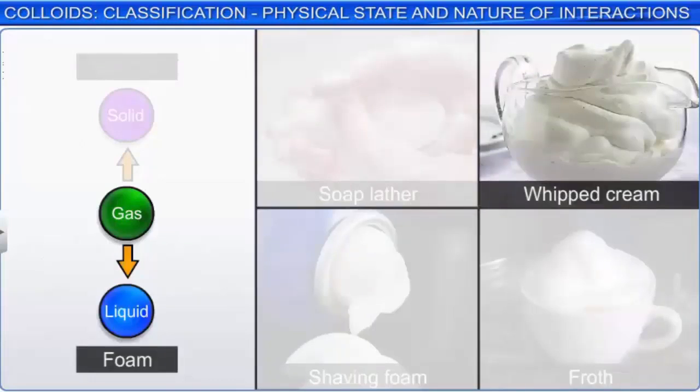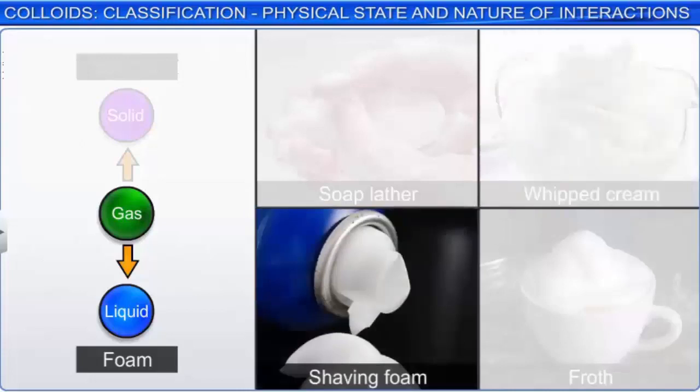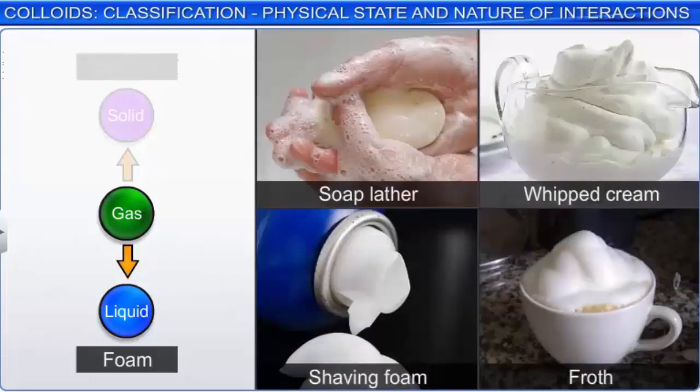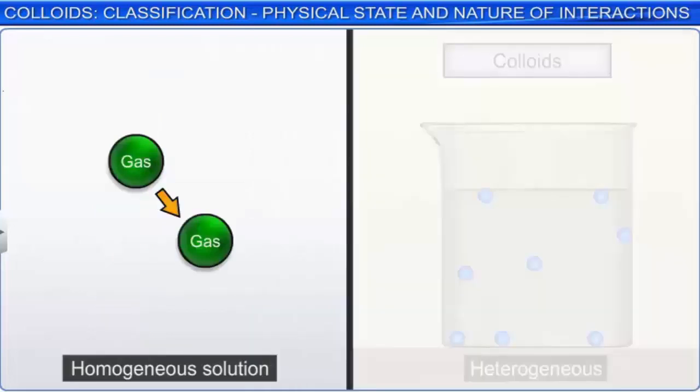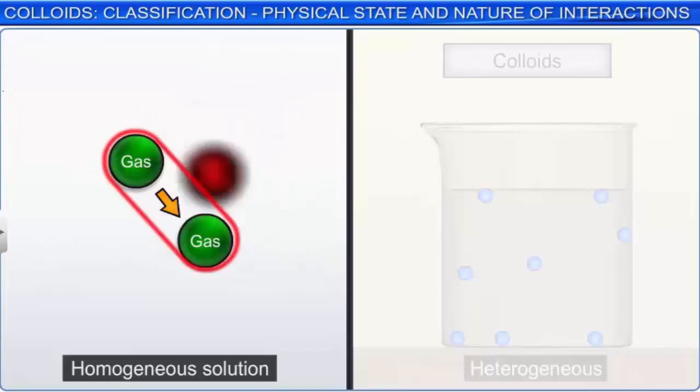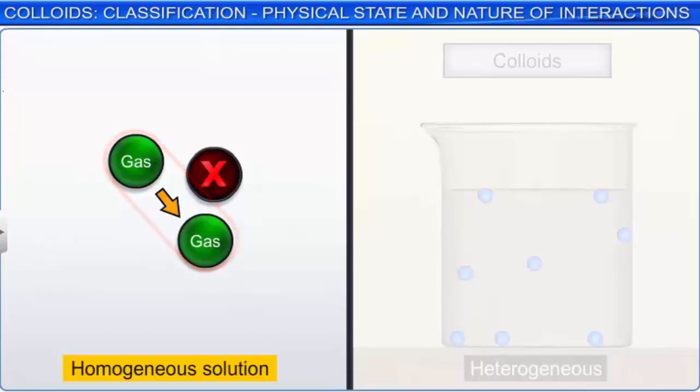It is important to note that the colloidal system of a gas into some other gas is not possible because gases always form a homogeneous solution. Since colloidal systems are heterogeneous, they cannot be obtained by dispersing a gas into another.